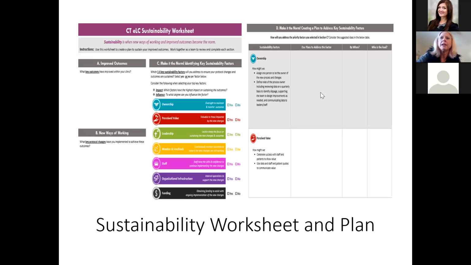But go ahead and download that if you get a chance, and we can look at this a little bit closer. But it is a fillable form, so you can use it with your team. And thinking about those factors, you'll see that in C when making it a norm. And you can just check off those things. But remember, you don't have to start with all of them, because that would be overwhelming.